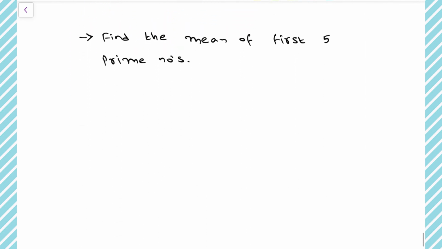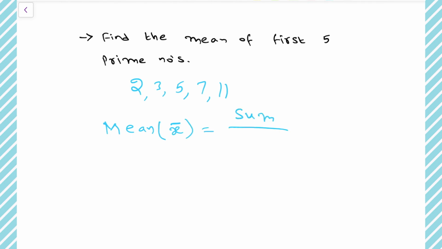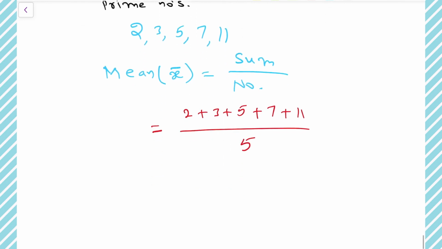Next, find the mean of the first 5 prime numbers. First let us write all the first 5 prime numbers. Prime numbers start from 2 onwards, not from 1: 2, 3, 5, 7, 11. Now he's asking to find the mean, right? What is the mean formula for ungrouped data? Mean, which is also represented with x bar, is equal to sum of observations divided by number of observations. First let us add all the observations which were given: 2 plus 3 plus 5 plus 7 plus 11, whole divided by the number of observations, which is 5.